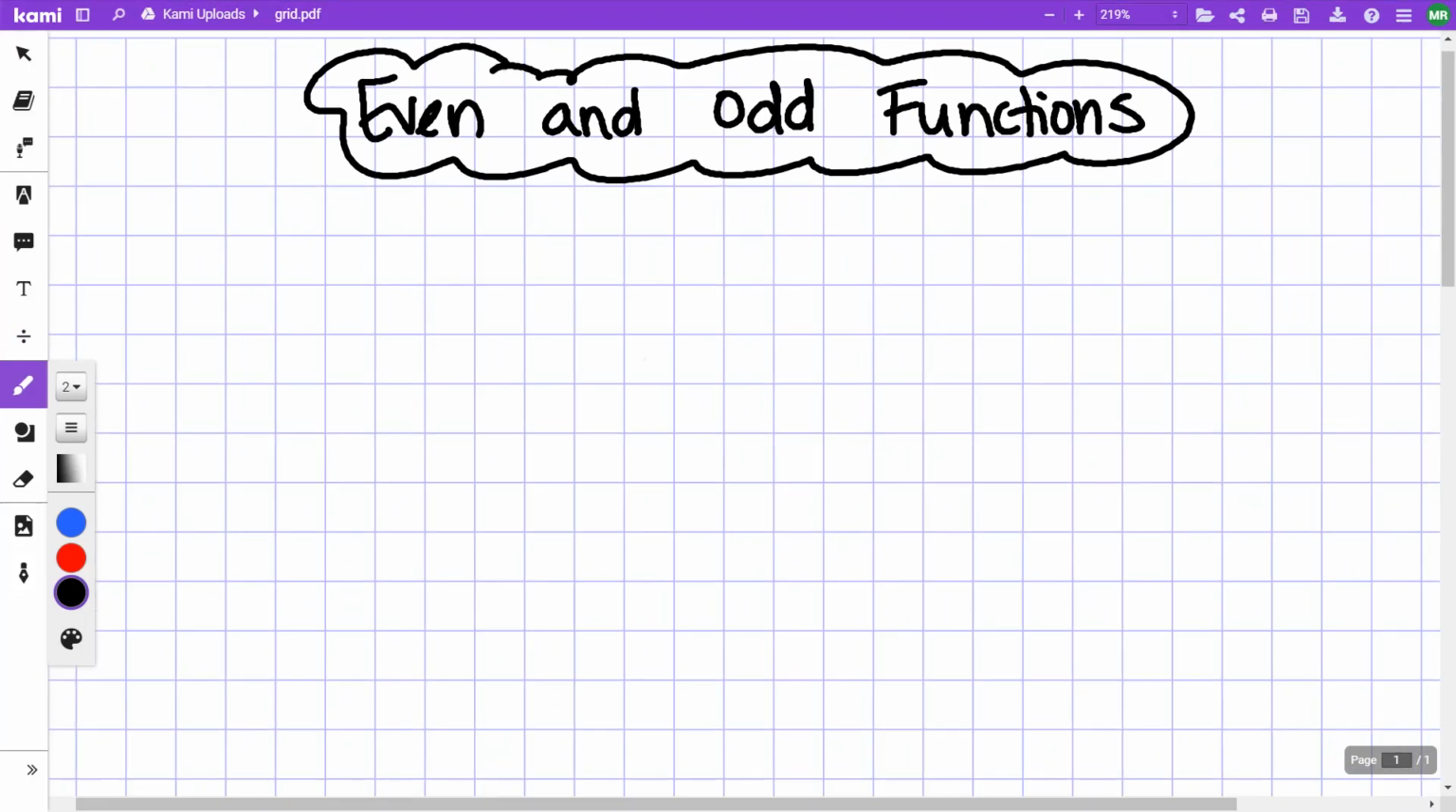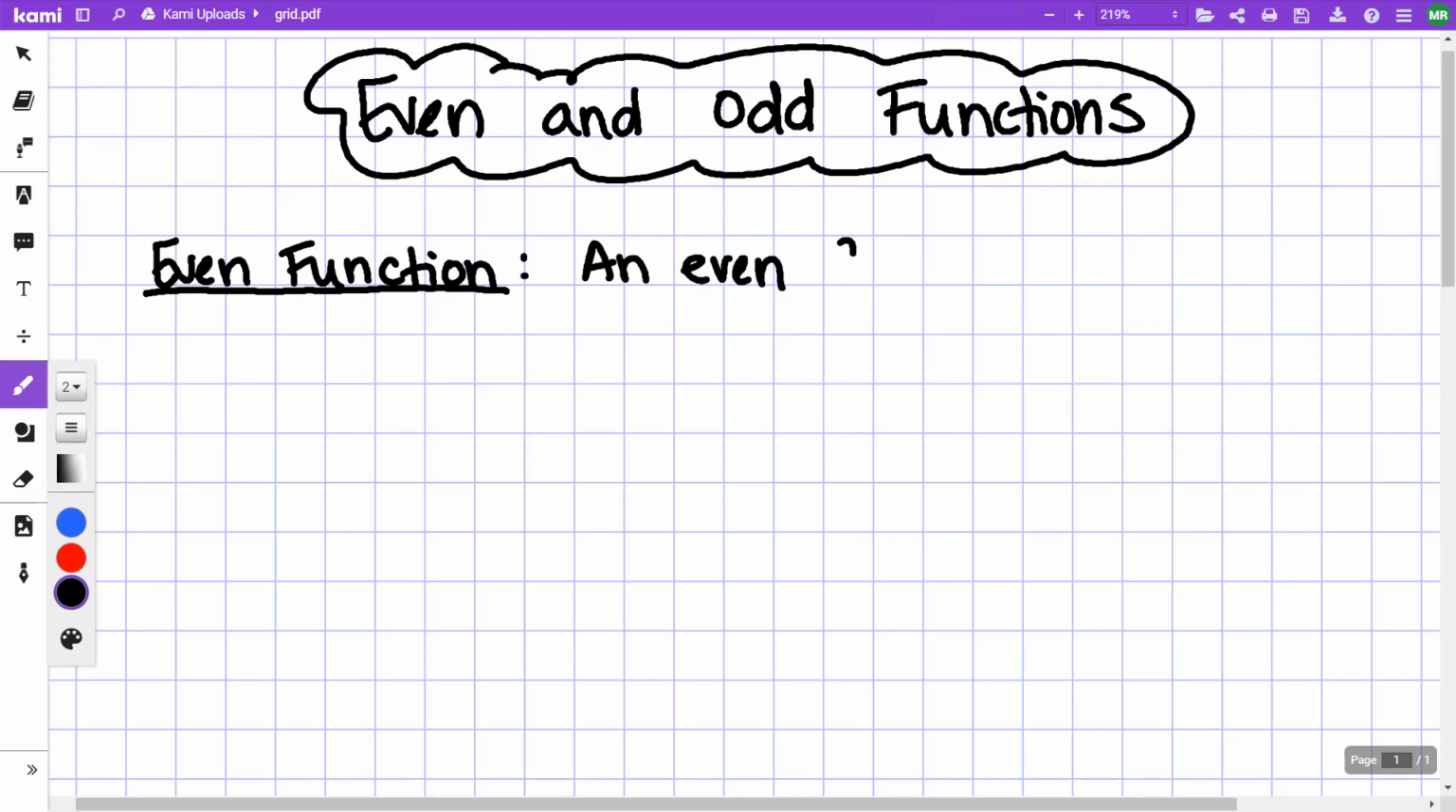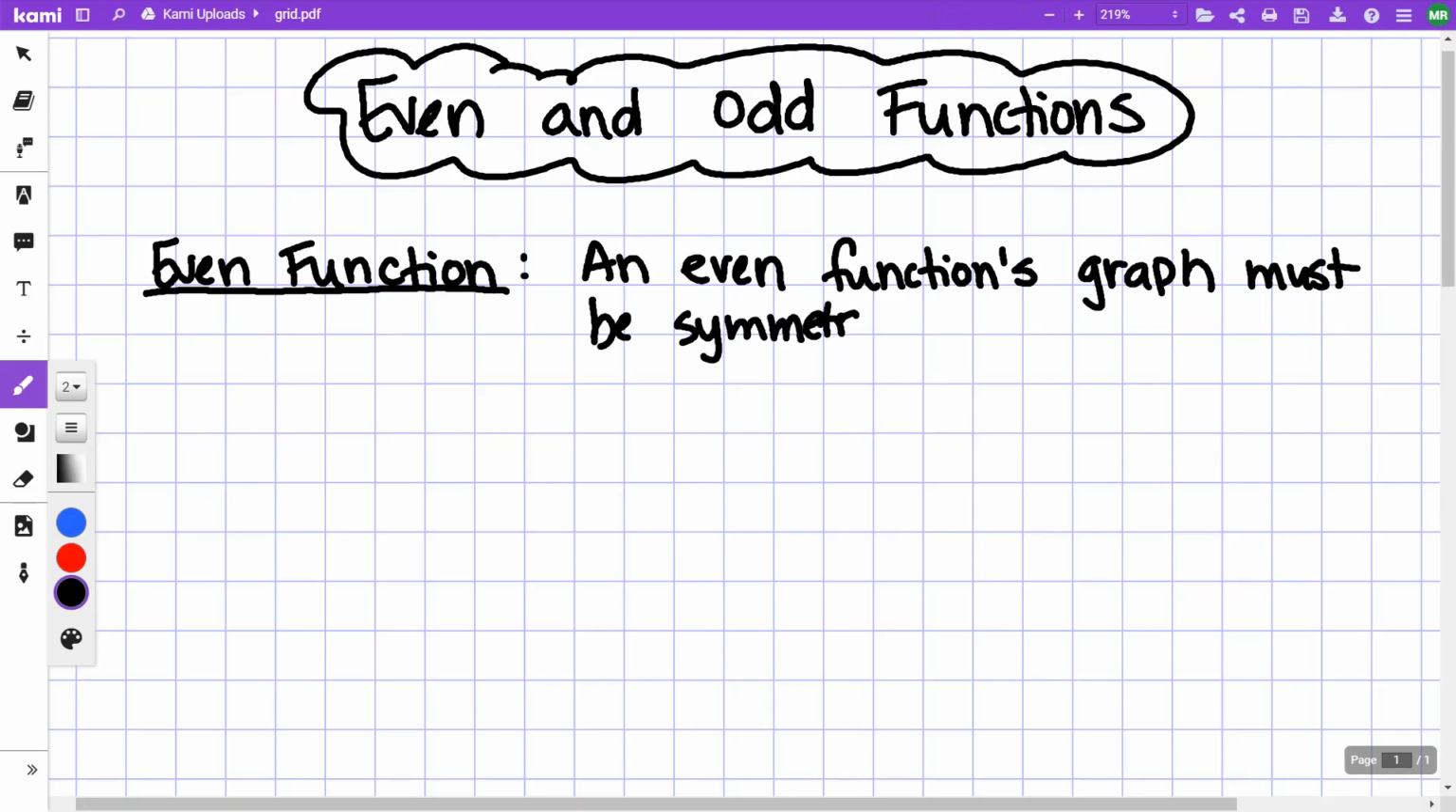Now, an even function is the following. We're going to talk about it graphically, and then we're going to talk about it mathematically. For a graph, an even function's graph must be symmetric across the y-axis.